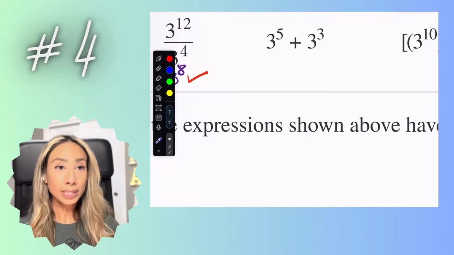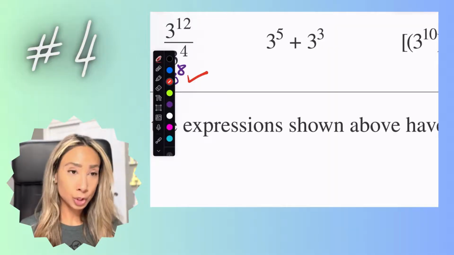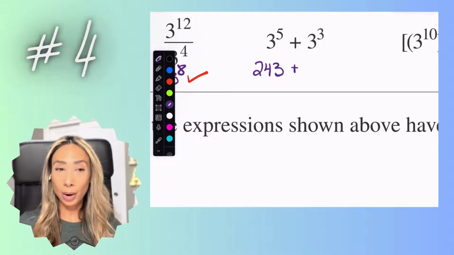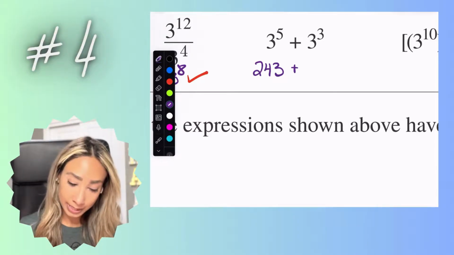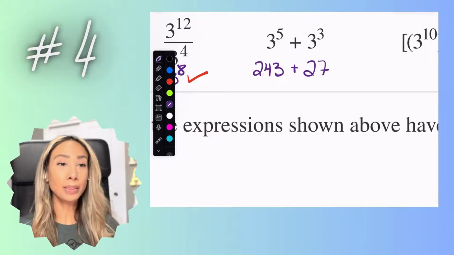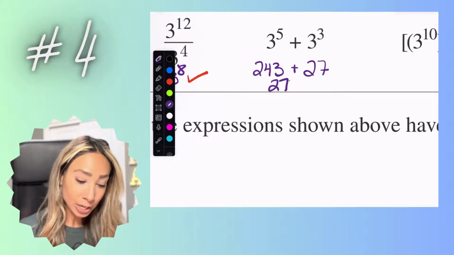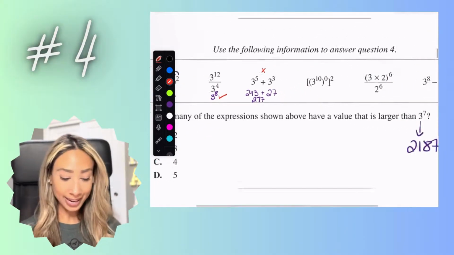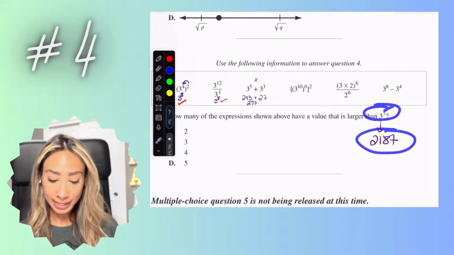So for something like this one, we can say 3 to the power of 5 is 243. We're going to add that to 3 to the power of 3. That would be 3 times 3 times 3, which gets us to 27. So if I were to add those together, I'm going to get 270. So that answer is not going to work because we know that if it's 3 to the power of 7, we're looking for this value here. All right, let's keep going.